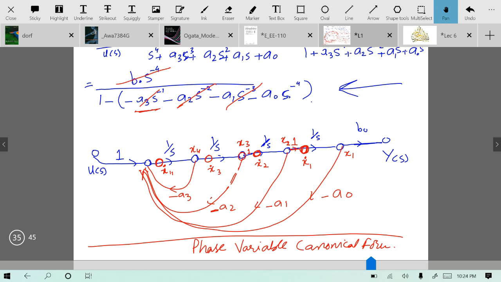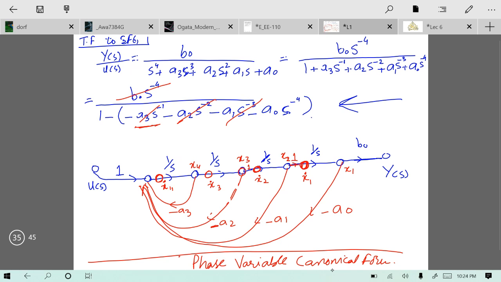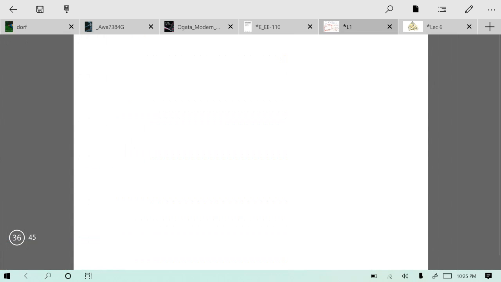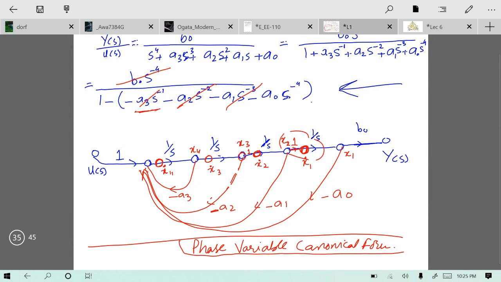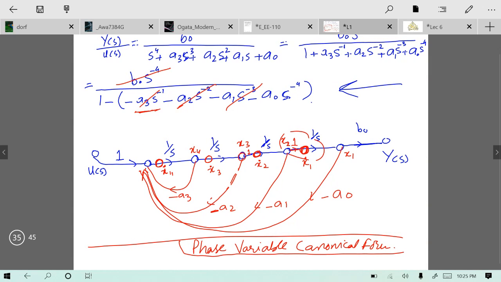So now if I try to write the equation of phase, why is it called phase variable canonical form? Because x1, x2, x3, x4 over here are phase variables, or you can also say that these are state variables. Now how can I write the equation of the state variables? Let's try to write the equation for x1 dot. x1 dot is equal to x2 over here, because these are the same nodes. Similarly, x2 dot is equal to x3 and x3 dot is equal to x4.